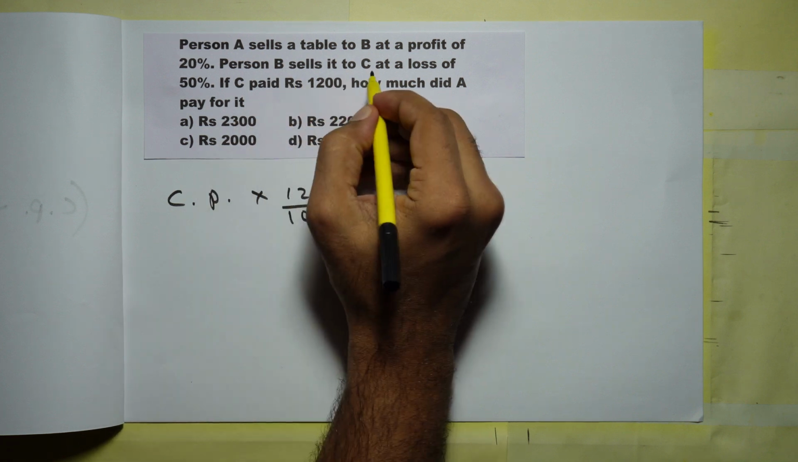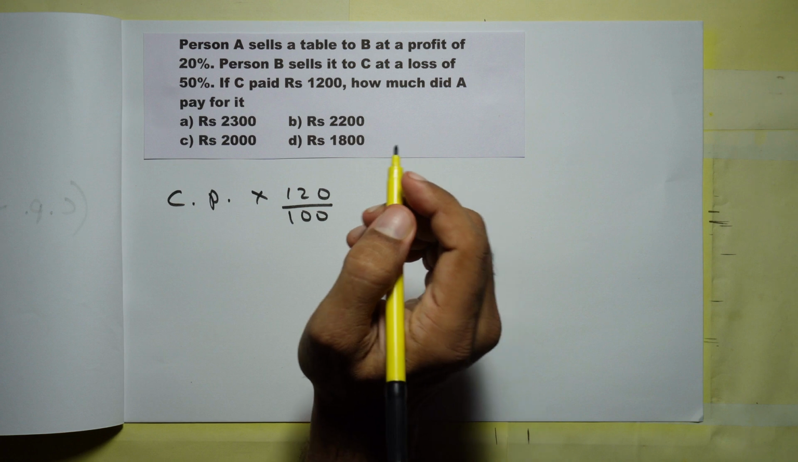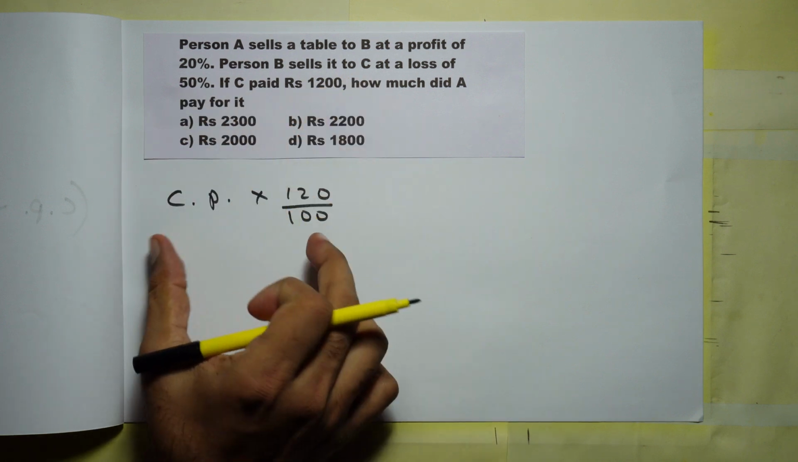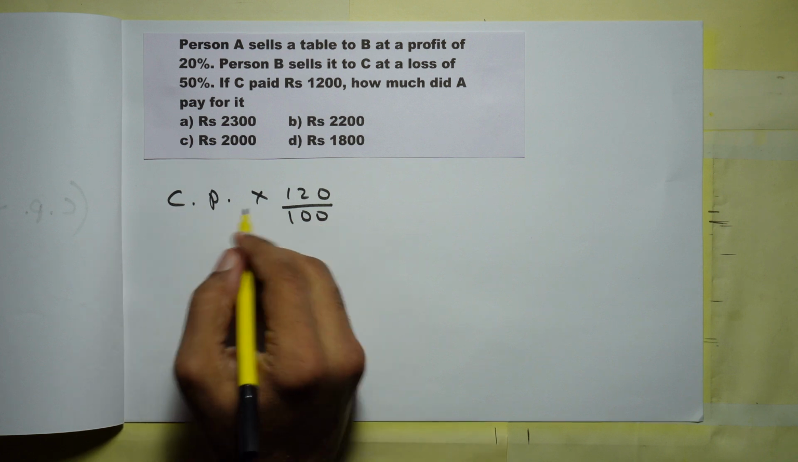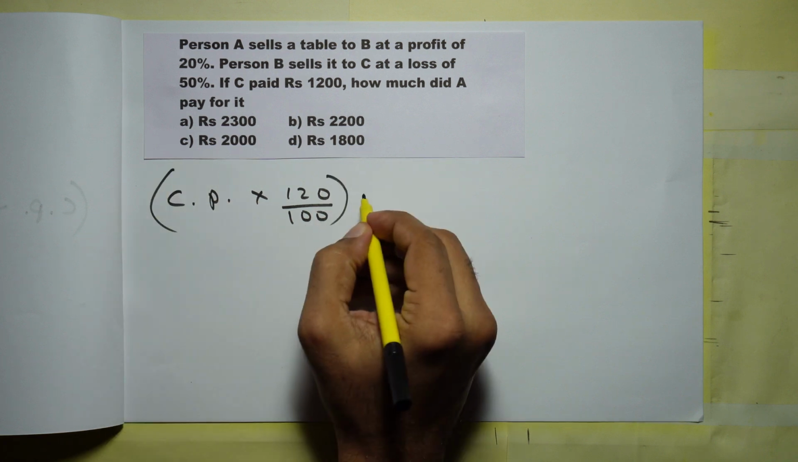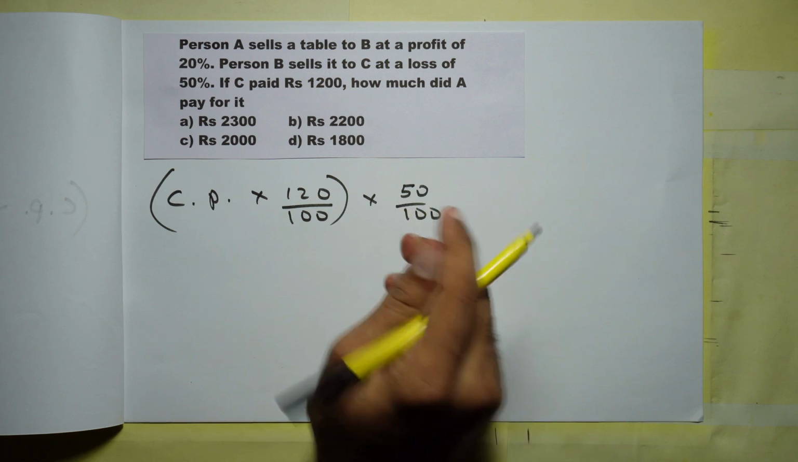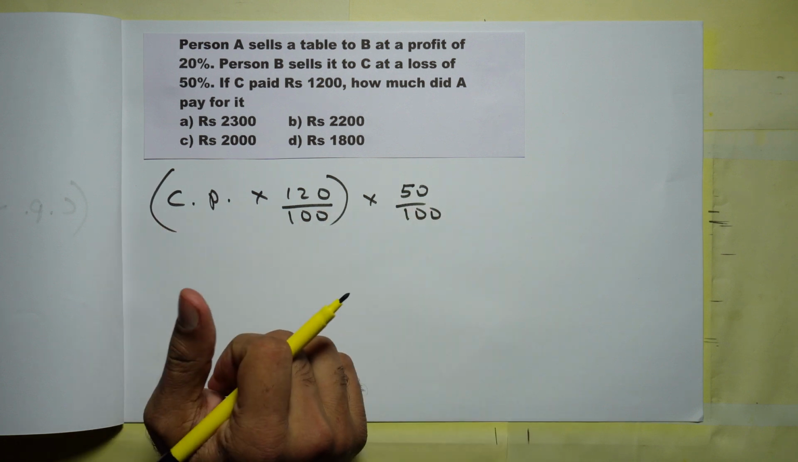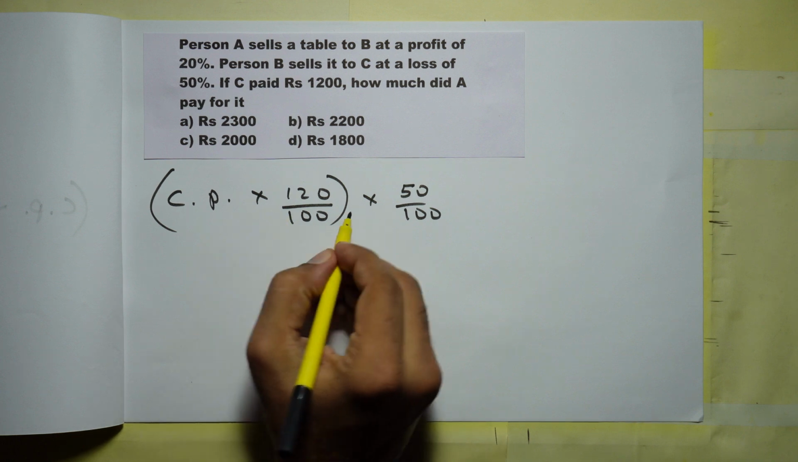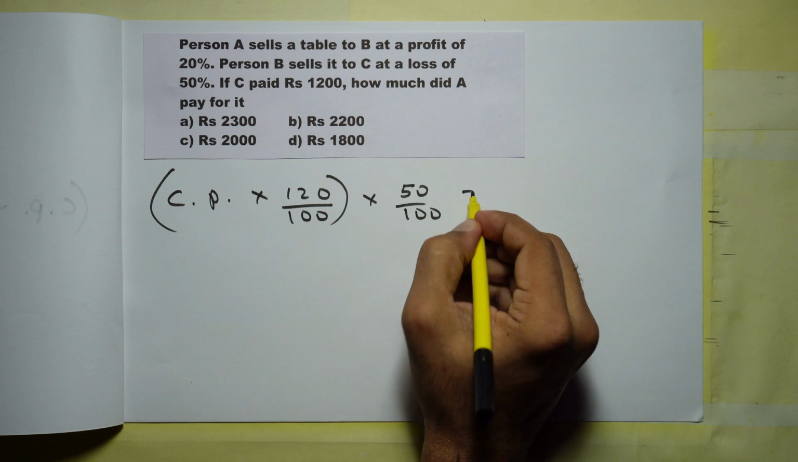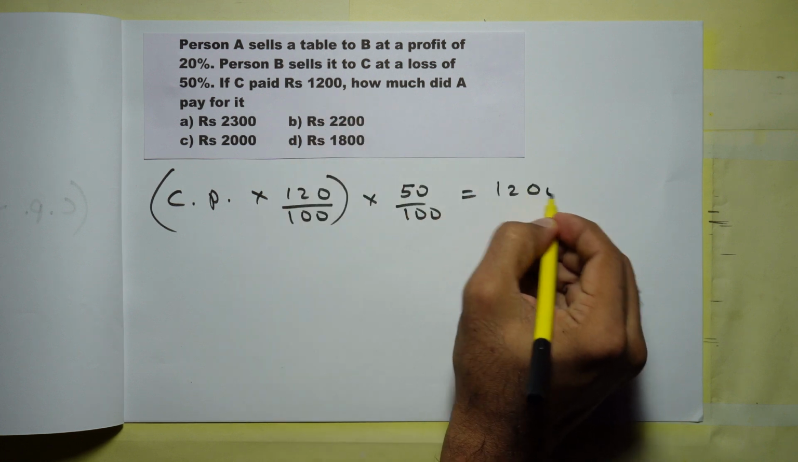Now B sells it to C at a loss of 50%. At a loss of 50% means this is what B paid for, and B will get only 50% of this. That is why there is a loss of 50%. He will get only 50% of what he paid for. So this is what B gets, and that is what C paid, and this is equal to 1200.